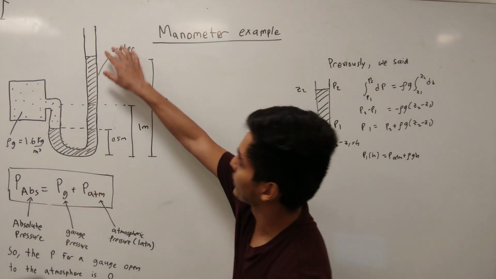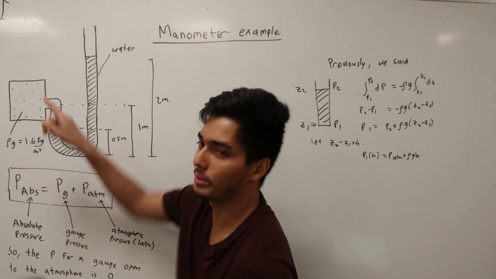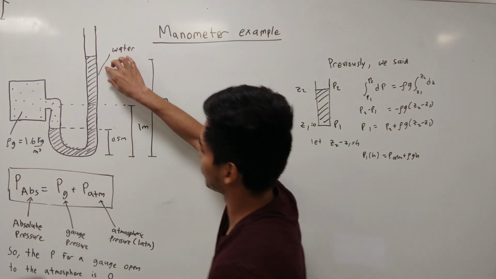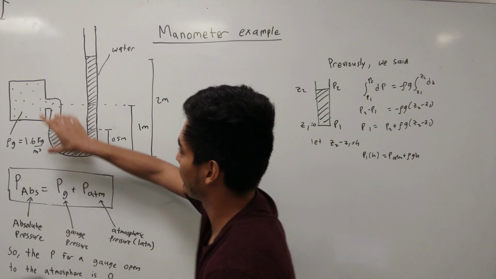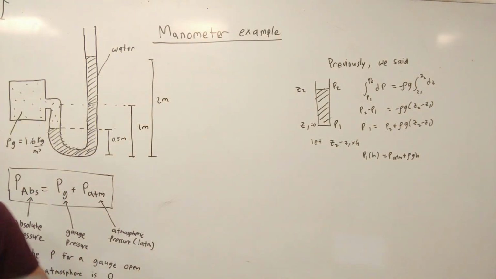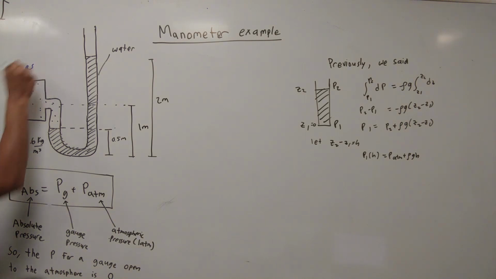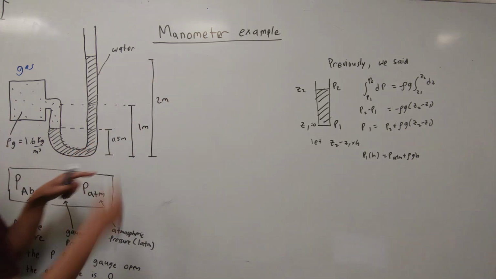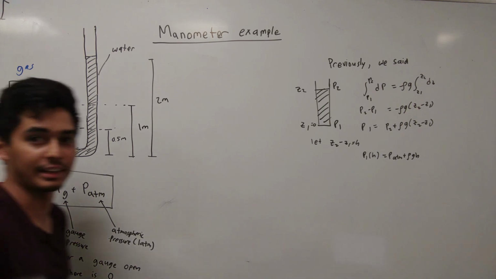So we have a manometer, which is just a U tube, just like what you're watching right now. In this case, we have water coming down into the U tube, and then in here we have a tank with a gas. So here's some gas with some specific gravity. Density is going to be 1.6 kilograms per meter cubed. And the question is, knowing these heights, we need to calculate the pressure inside the tank, okay?